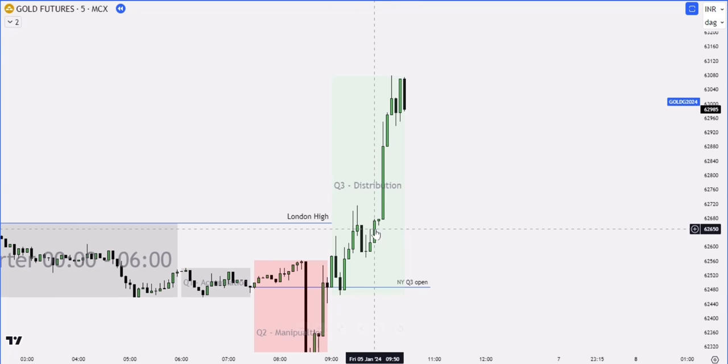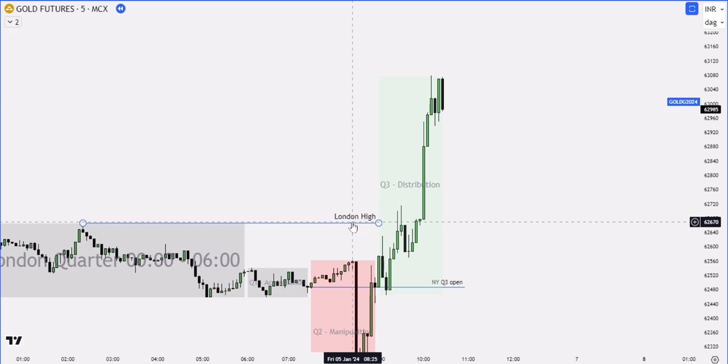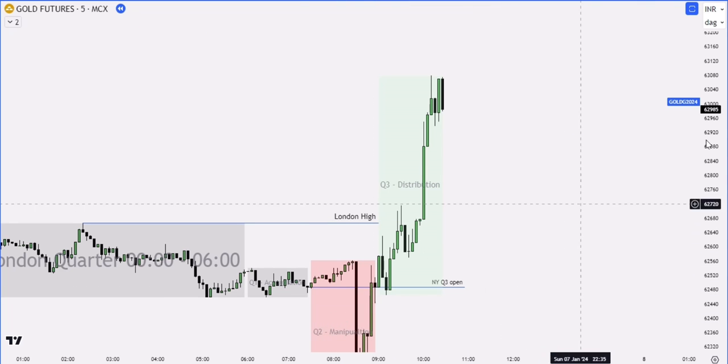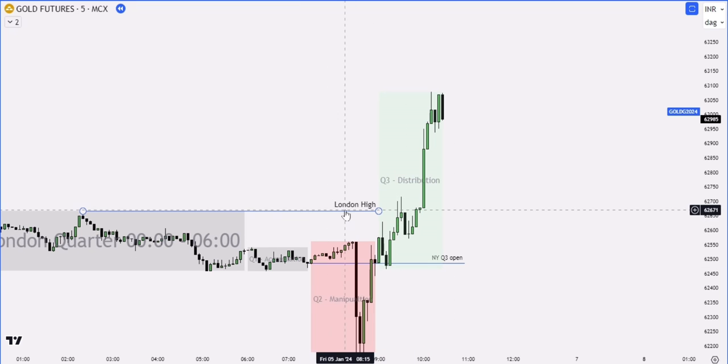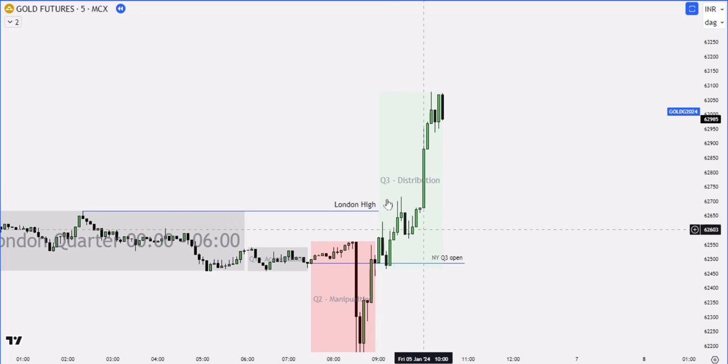It's when Q3 reaches our overlying target or narrative, which is the London high. Whenever you're trading within the New York session or the New York quarter, once price reaches or sweeps the London high within Q3, you are pretty much going to be expecting or anticipating a Q4 price reversal. And usually that is confirmed by us getting a shift in market structure within Q3 heading into Q4, right?